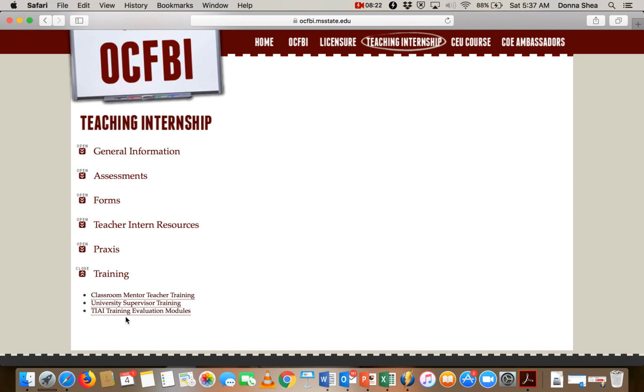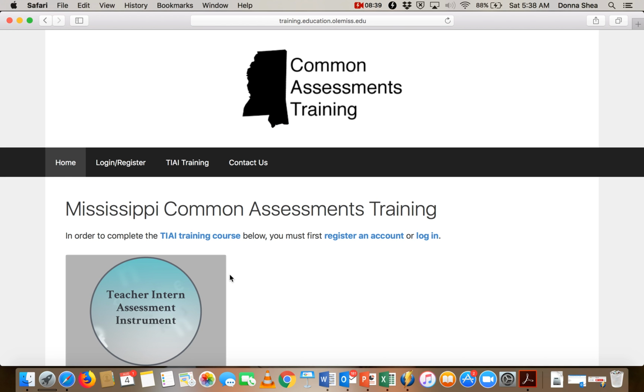The Teacher Intern Assessment Instrument is an instrument that is used by every institution across Mississippi. So Ole Miss uses it for their undergraduate interns and their graduate interns. Belhaven, William Carey, USM, Delta State, Mississippi State, we all use the same Teacher Intern Assessment Instrument. So this training has been put together so that every mentor teacher, every alternate route intern, every university supervisor can go through this training and all get that same common understanding of each of the indicators within the instrument.